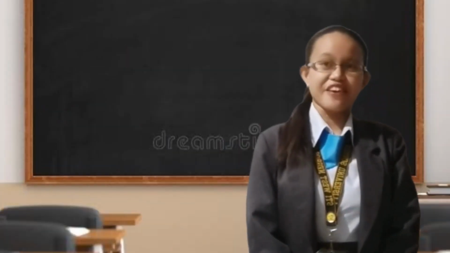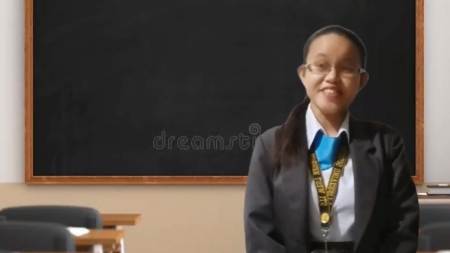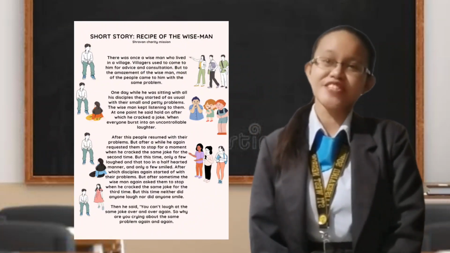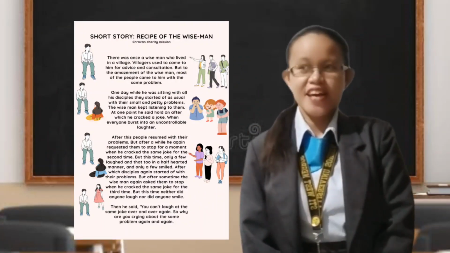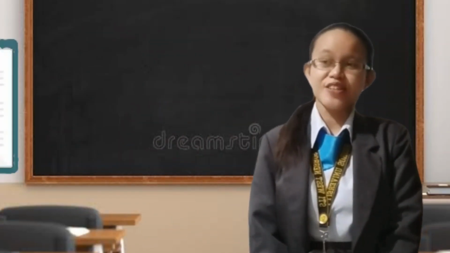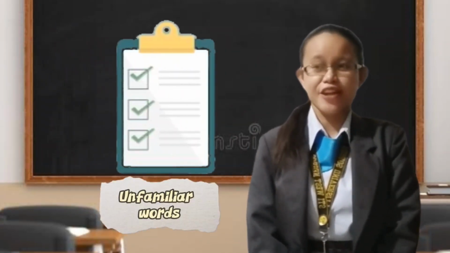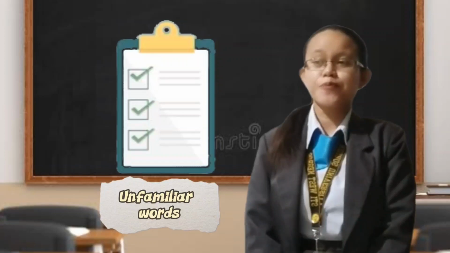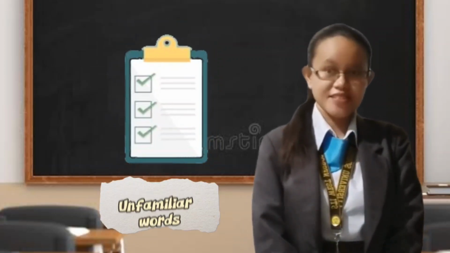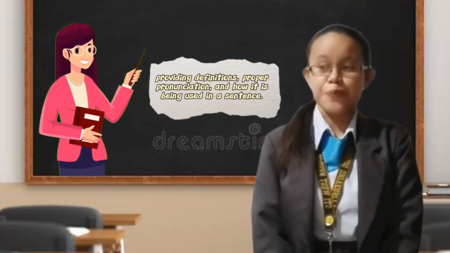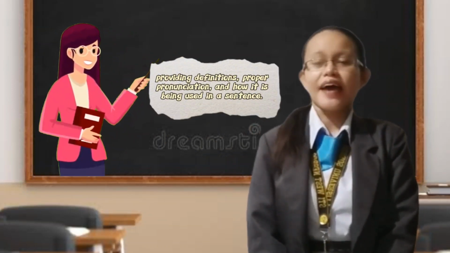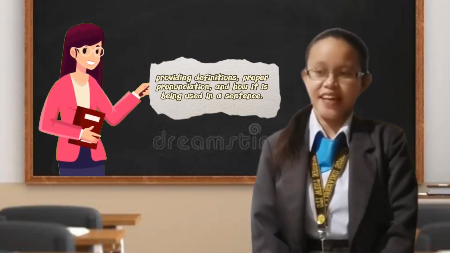The class will be given 2 minutes to read and understand a short story entitled The Recipe of the Wise Man, written by Charity Mission, from which they will be tasked to list down unfamiliar words that they feel are important to them and put them on the board for 3 minutes. I will be supporting them by providing definitions, proper pronunciations, and how each word is used in a sentence.